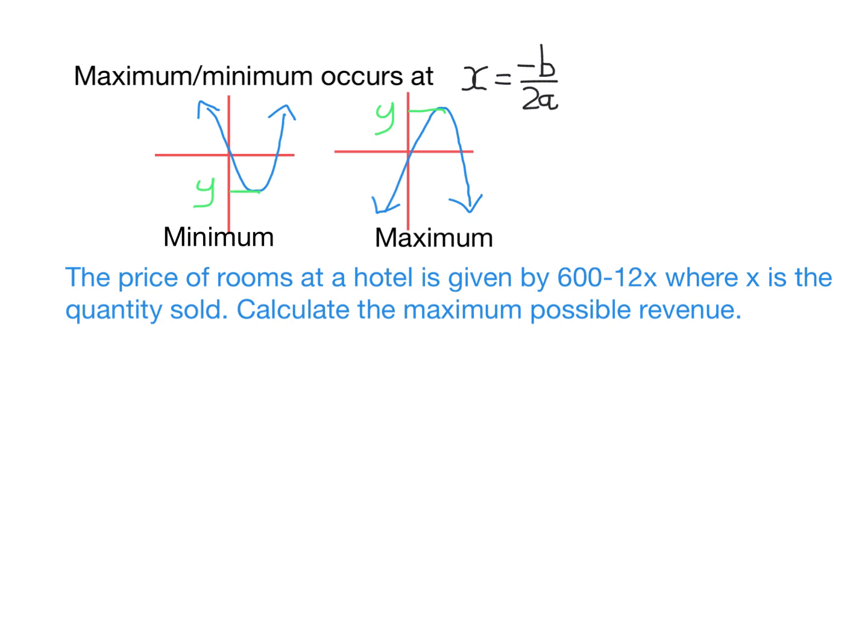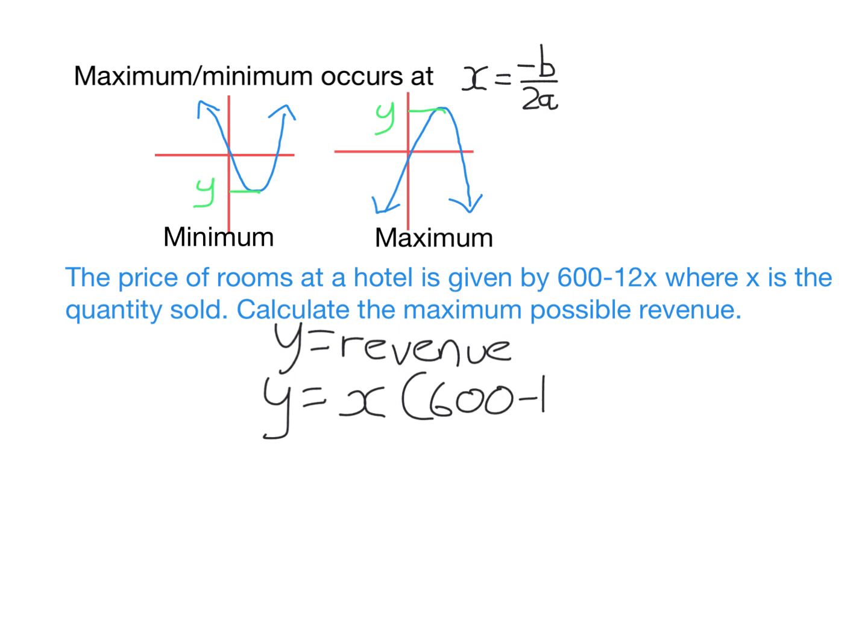Let's look at one such problem. So price of rooms at a hotel is given by 600 minus 12x. X is the quantity sold. Calculate the maximum possible revenue. So here, I'm just going to let y equal the revenue. So let's come up with a function for y. Well, revenue is just quantity sold times by price. So expanding this, I get y equals 600x minus 12x squared.